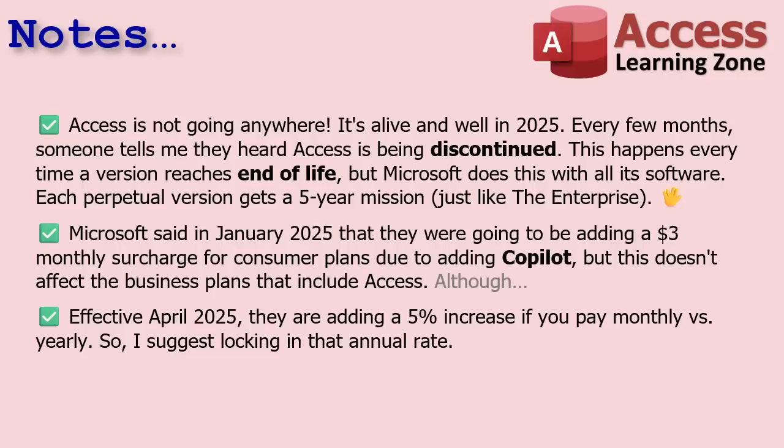Okay, so Access 2024 just came out. It's going to be good until 2029. That means Microsoft will continue to support it until 2029. And I'm sure between now and then, another version will come out.